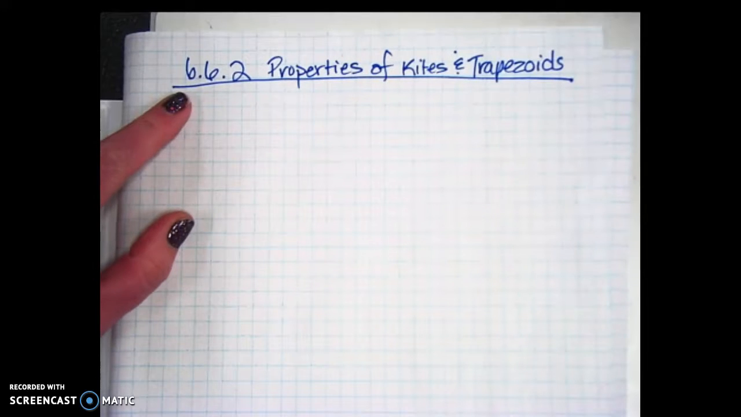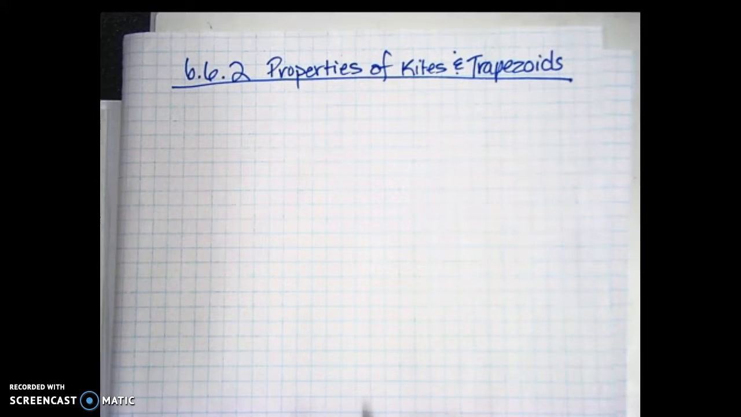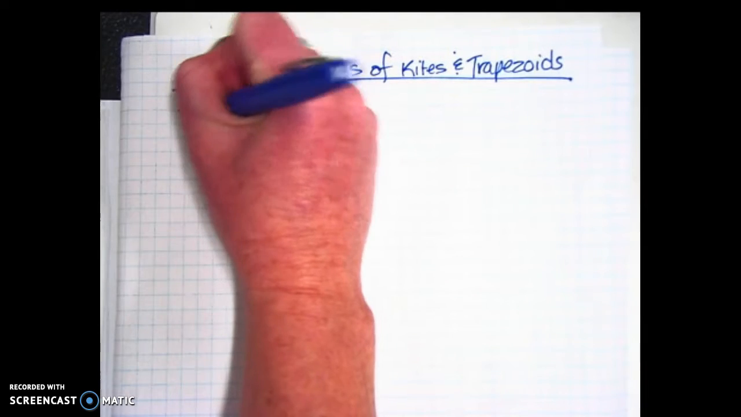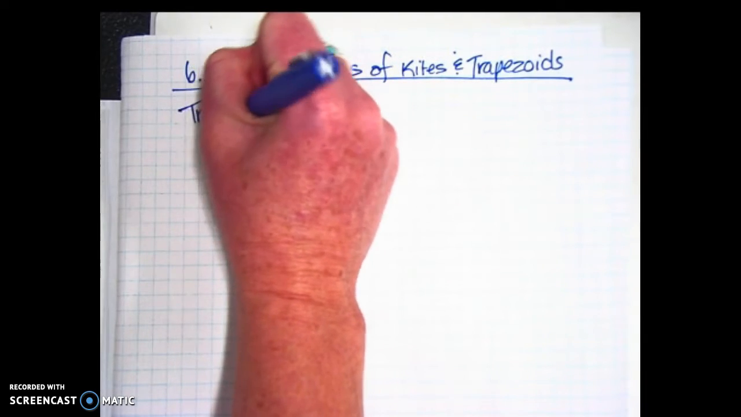Right, so section 6.6, we already talked about kites, bless you. Today we're going to talk about trapezoids. So first let's do the definition of a trapezoid.